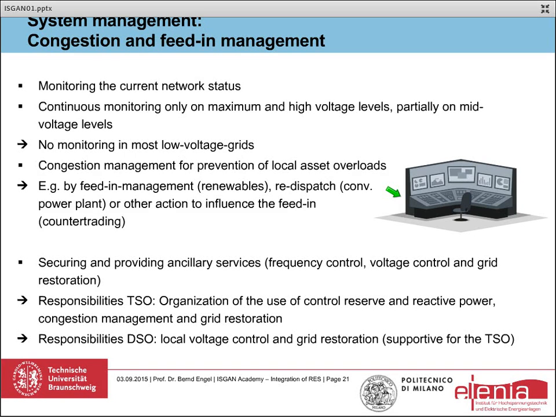The responsibilities of the TSOs, the transmission system operators, is organization of the use of control, reserve, and reactive power, congestion management, and grid restoration. And the responsibility of the DSOs: local voltage control and grid restoration, supportive for the TSO.